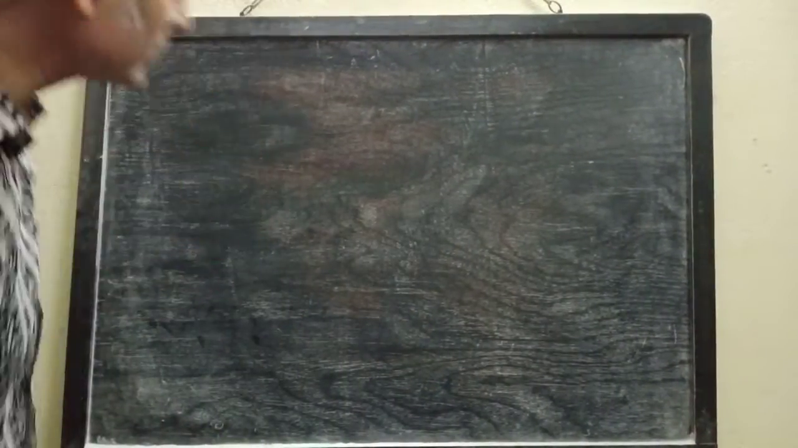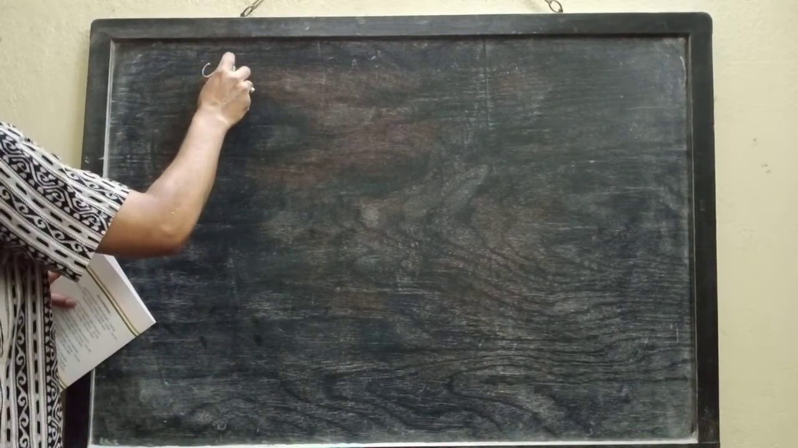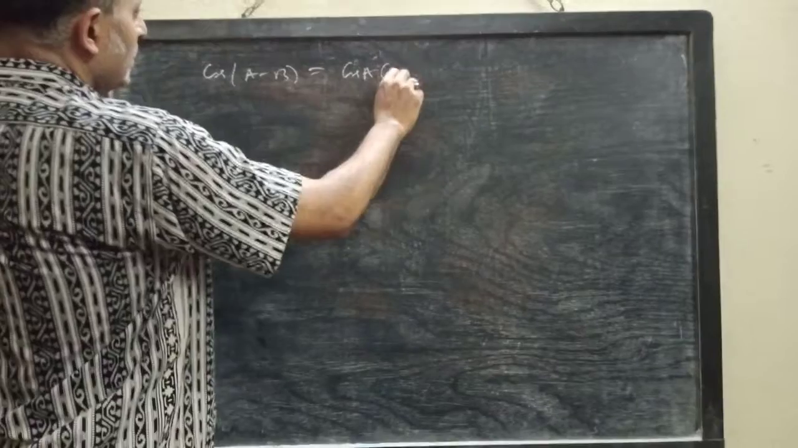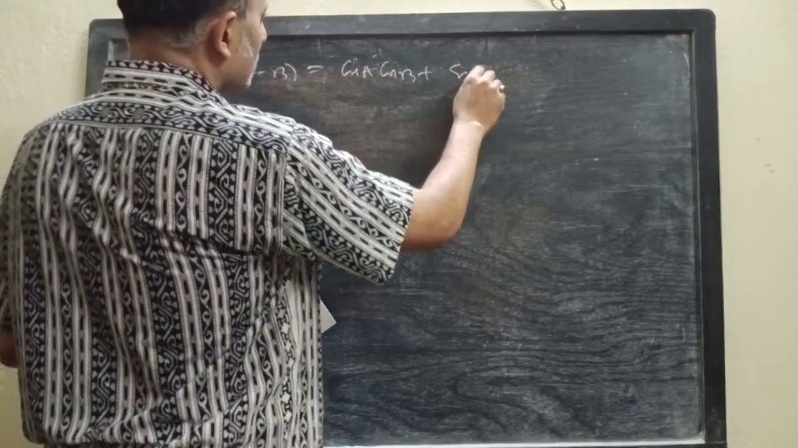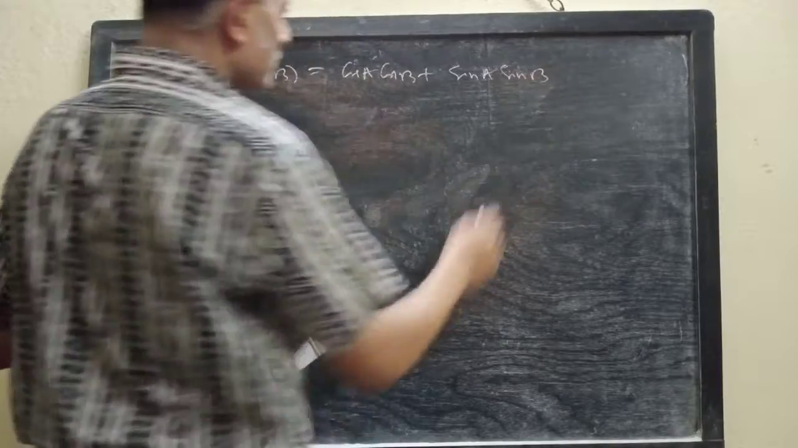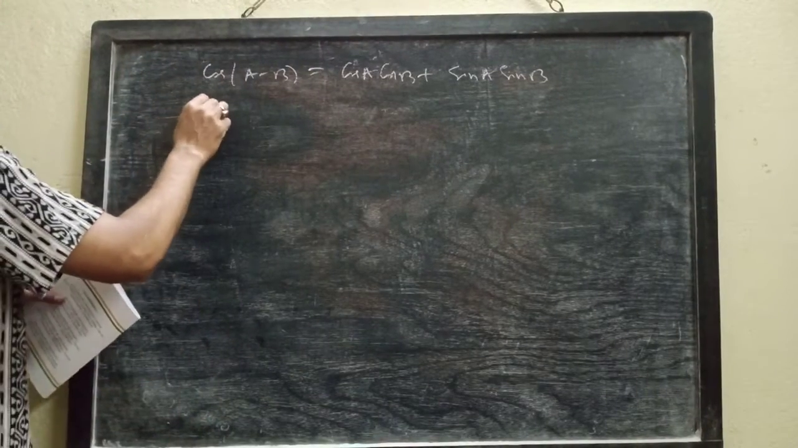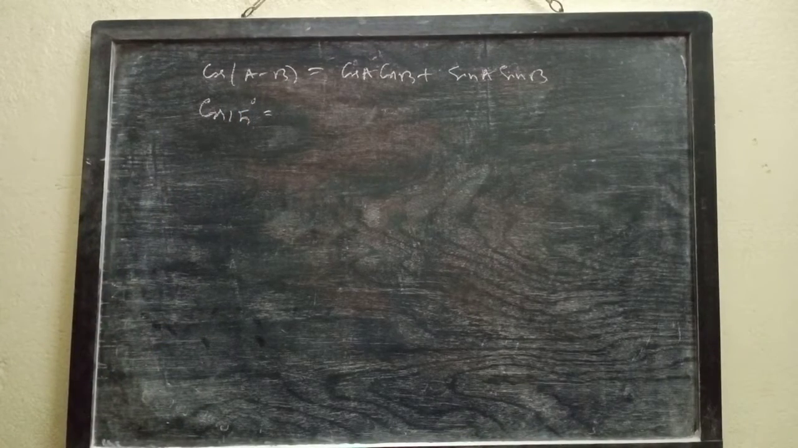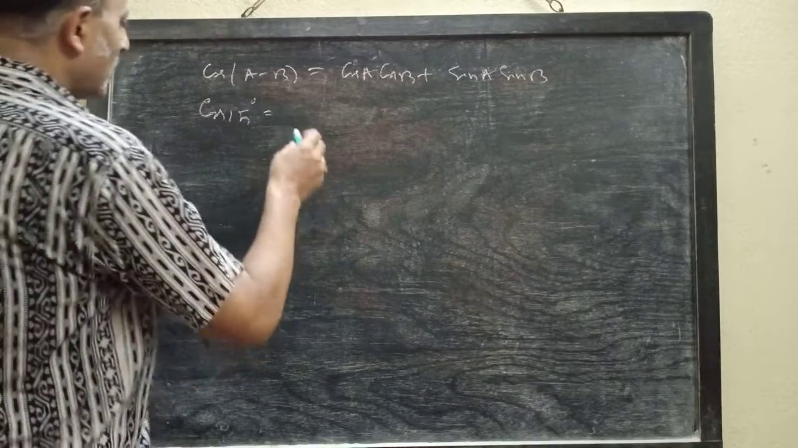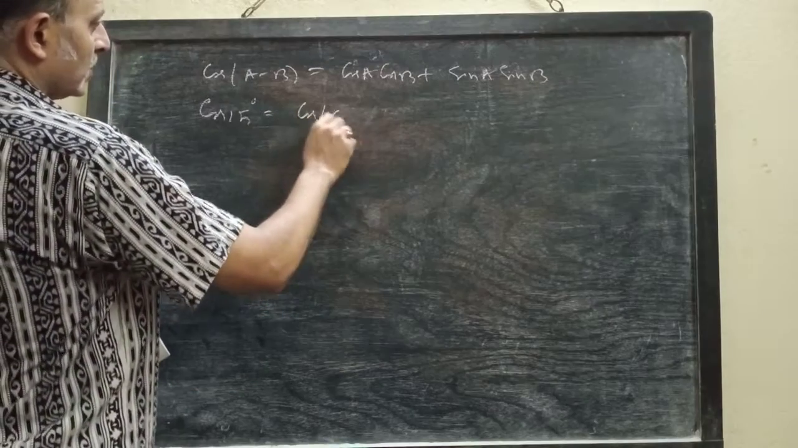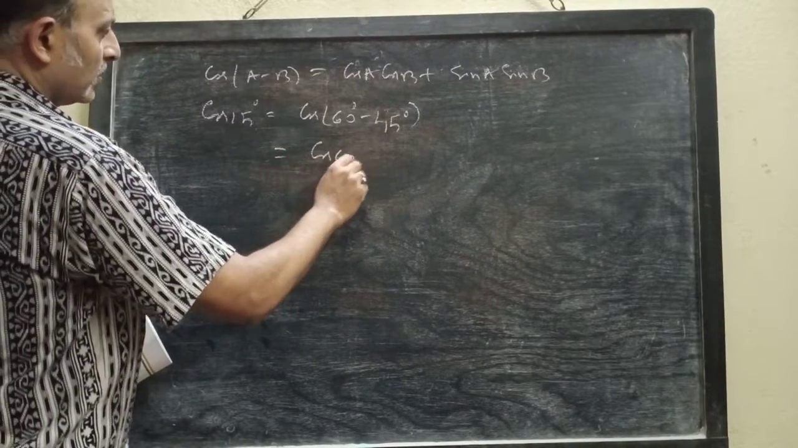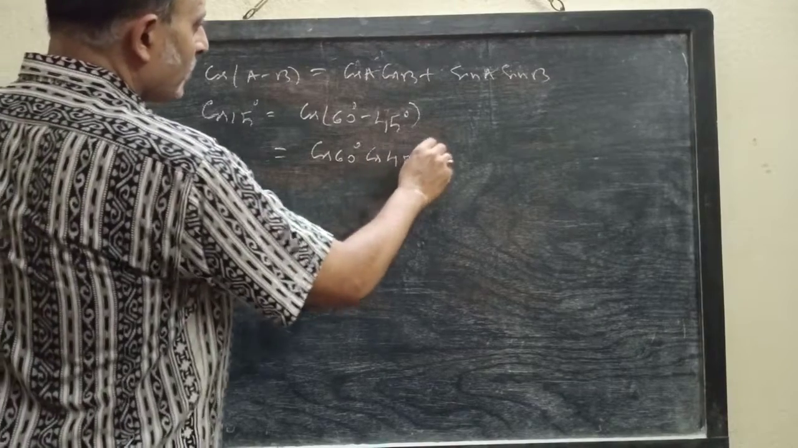You can be asked to find cos 15 degree using this formula. Cos of a minus b. This formula is cos a cos b plus sin a sin b. So using this formula, find cos 15 degree. You can opt any one option. You can take 60 minus 45. You can take 45 minus 30. So first I am taking 60 minus 45. So this will be cos 60 cos 45 plus sin 60 sin 45.